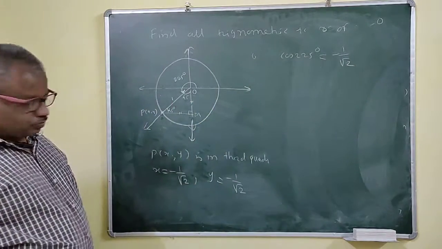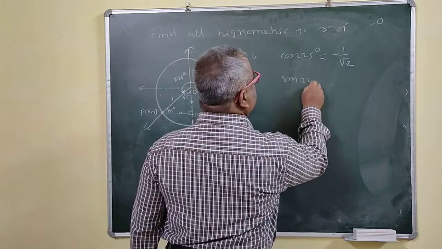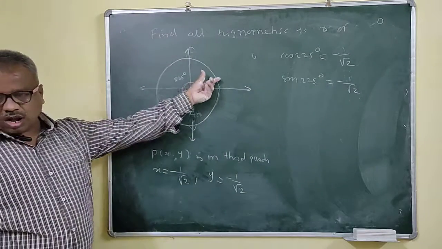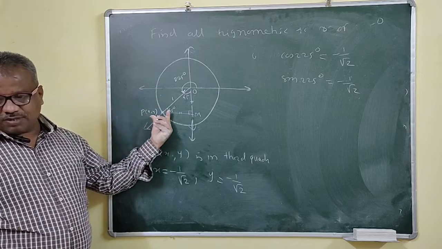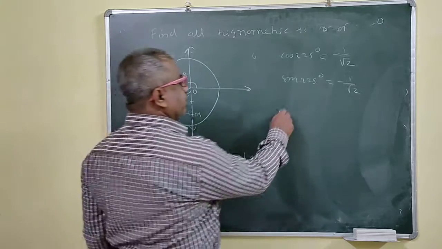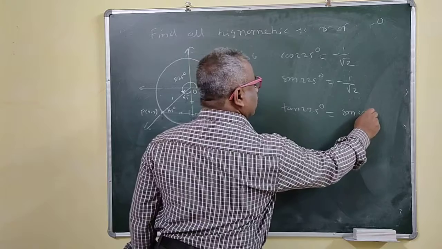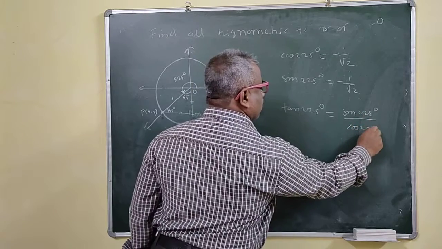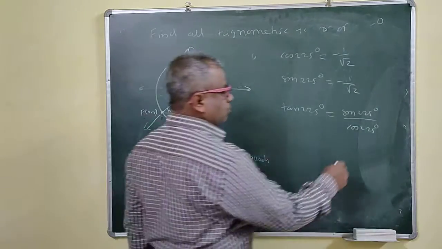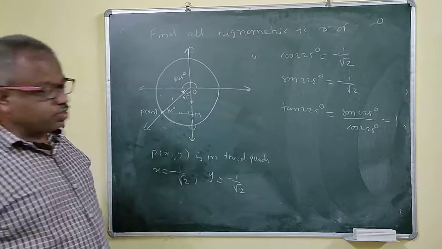Then sin 225 degree is also minus 1 by root 2. Now we know that here, in the third quadrant, only tan is positive. That means we get the sine and cos both are negative here. So tan 225 degree is equal to sine 225 degree upon cos 225 degree. Right? So minus 1 by root 2 upon minus 1 by root 2. So this will be then 1. Right?